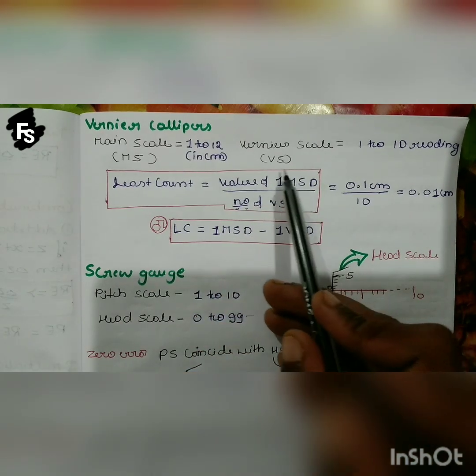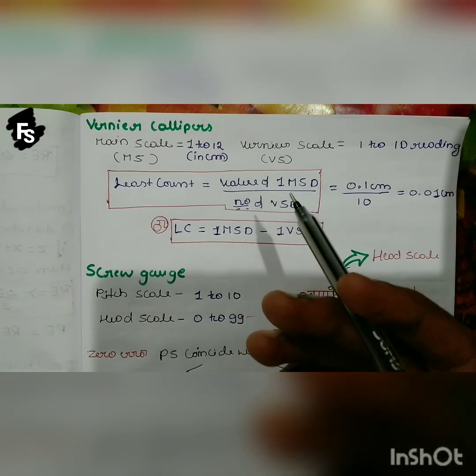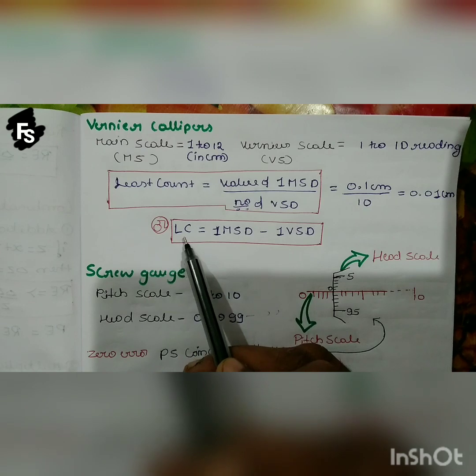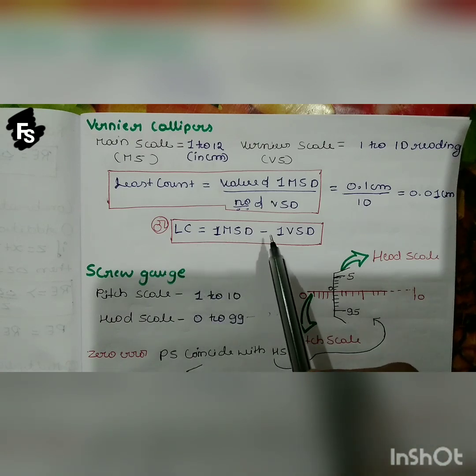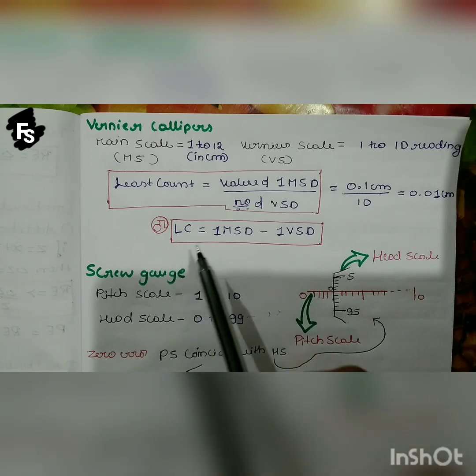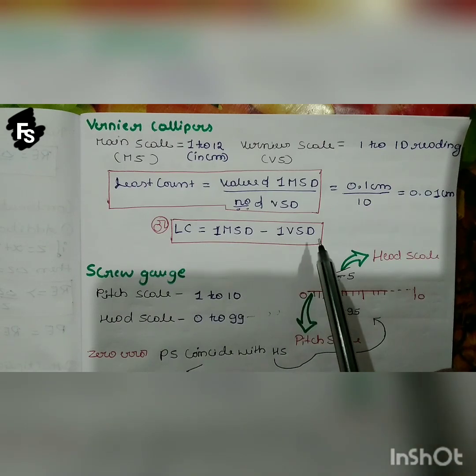That is somewhat difficult, so there is another formula which we can use. Mostly we can use this formula. Least count is equal to 1 MSD minus 1 VSD. It is a very important formula. The majority of problems use this formula. Least count is equal to 1 main scale division minus 1 vernier scale division. Just remember it.